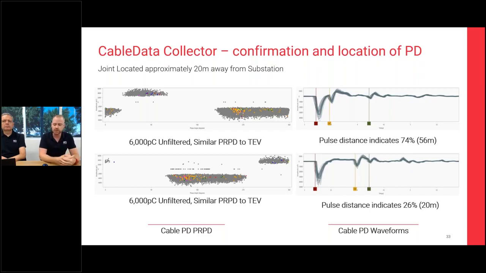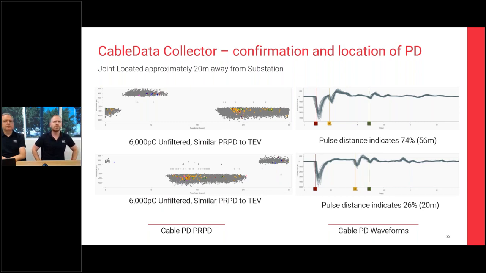So at that point, we look up all the cable history, the cable data, and we see if there's any joints along that section of cable. And there was one joint located around about 20 meters away from substation B. So the recommendation from that job was to look into that and consider what you're going to do about that.